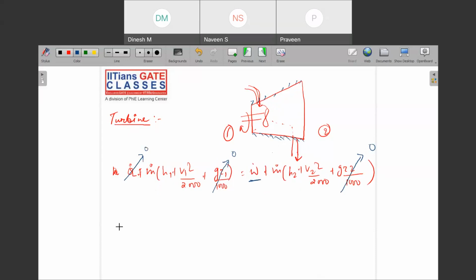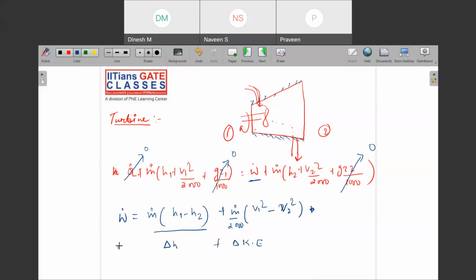Then they will ask you to tell what is the work done achieved from this turbine. Then can you write down that the work done will be nothing but m dot into h1 minus h2, plus m dot into v1 square, or let me take out 2000 outside, minus v2 square. Okay, we are done. Why? Because we have neglected the change in potential energy. So the work done is the difference in enthalpy, this is delta H, and this is delta kinetic energy. Okay, so your W dot is this.